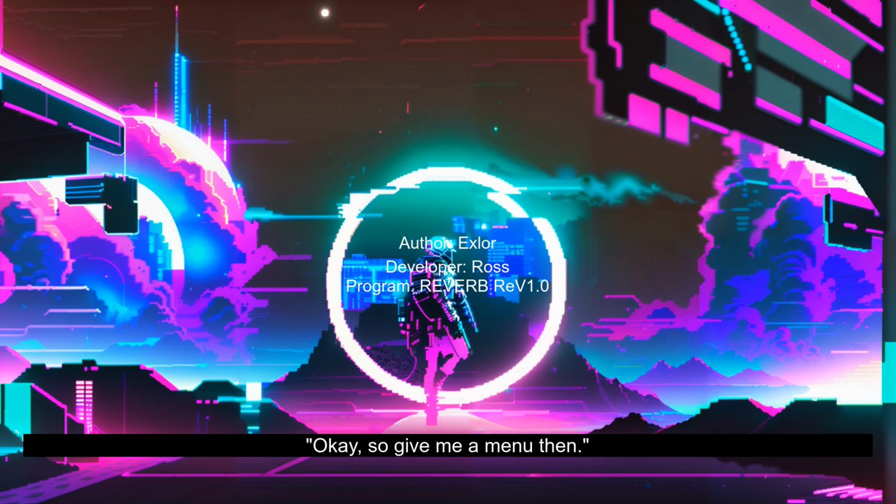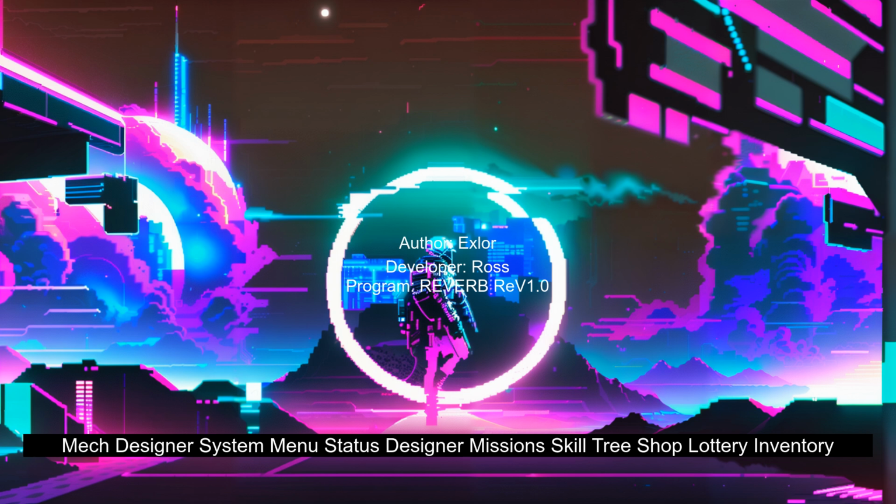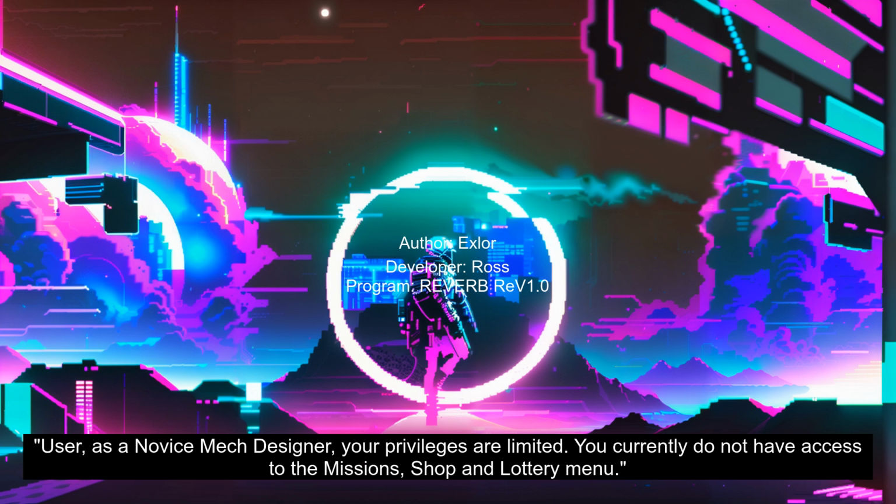"Okay, so give me a menu then." "Mech Designer System. Menu status. Designer, missions, skill tree, shop, lottery, inventory, user. As a novice mech designer, your privileges are limited. You currently do not have access to the missions, shop, and lottery menu."